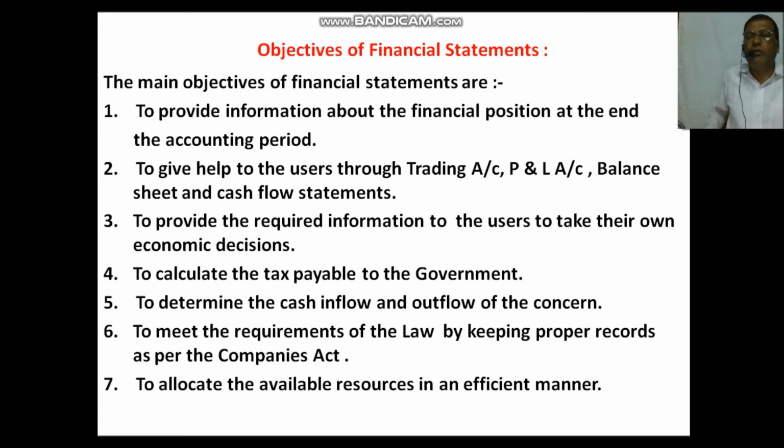Now coming to the seventh one, to allocate the available resources in an efficient manner. To allocate or distribute the available resources in an efficient manner to each and every division of production. These are all the objectives of financial statements. We can achieve these objectives only if we have systematic financial statements in our concern.